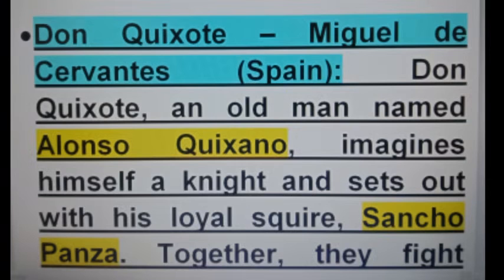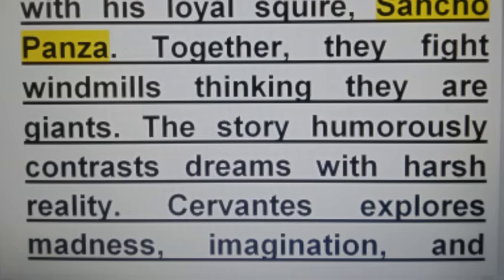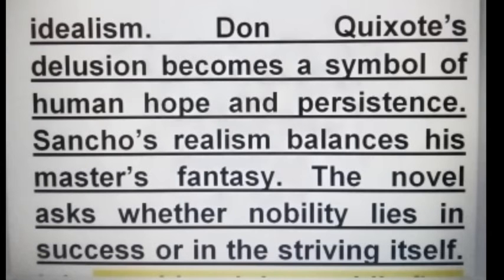Don Quixote, an old man also named Alonso Quixano, imagines himself a knight and sets out with his loyal squire Sancho Panza. Together, they fight windmills thinking they are giants. The story humorously contrasts dreams with a harsh reality. Cervantes explores madness, imagination, and idealism. Don Quixote's delusion becomes a symbol of human hope and persistence.